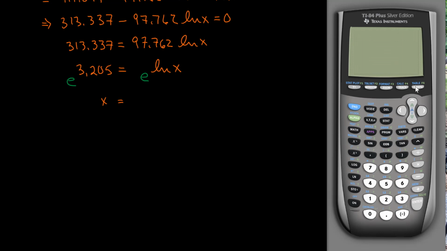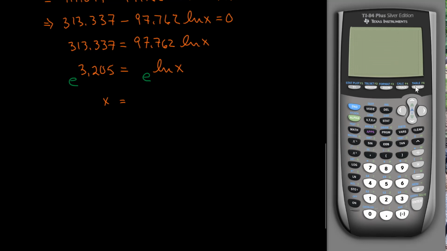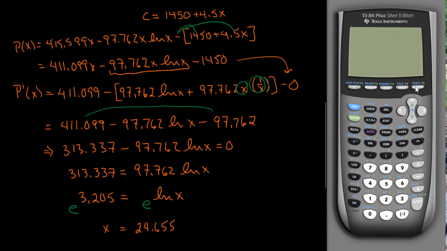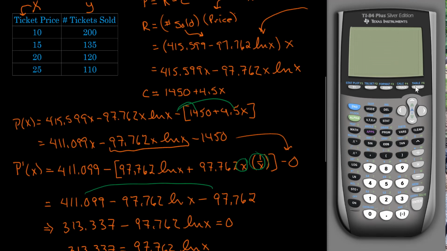equal to e raised to 3.205, which looks like about 24.655. Okay, so what does x equal to 24.655 mean? Well, recall that x is our ticket price.